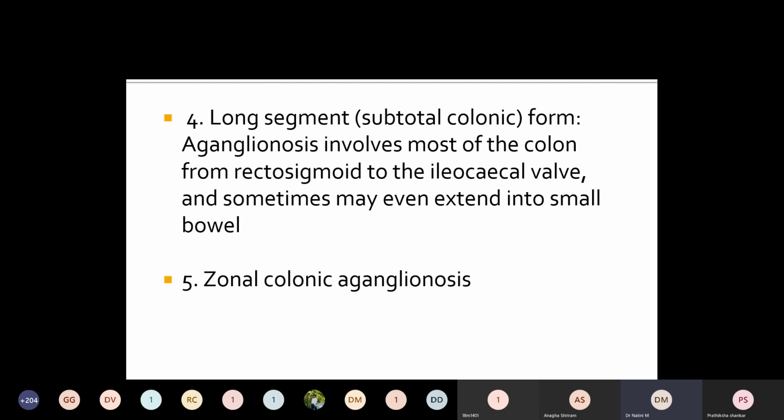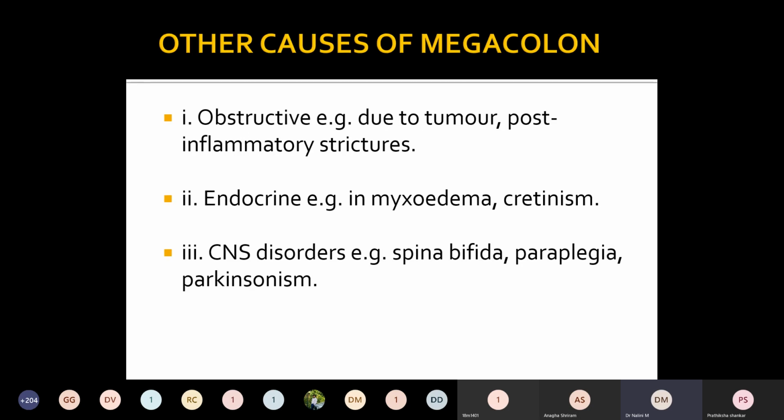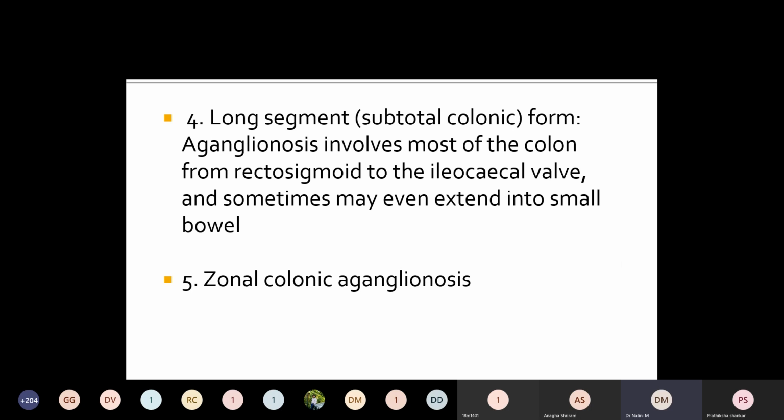And a more severe form is the long segment or the subtotal colonic form, where it involves most of the colon from the rectosigmoid till the ileocecal valve, and it may sometimes extend into the small bowel too. Other than that, you can also have zonal, so you can have alternating areas of ganglionic and aganglionic segments. So these are the 5 forms that you can encounter. One more important point before we go on to the differential diagnosis of megacolon is Hirschsprung's.